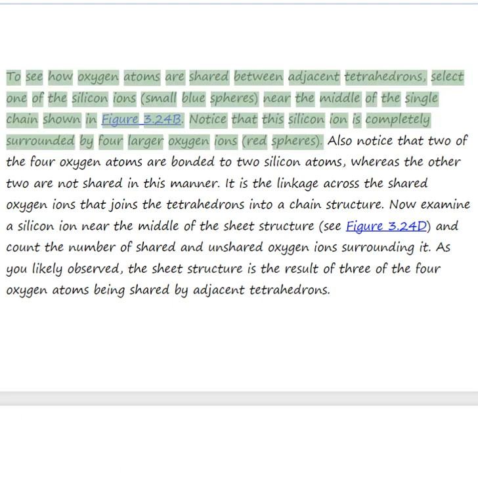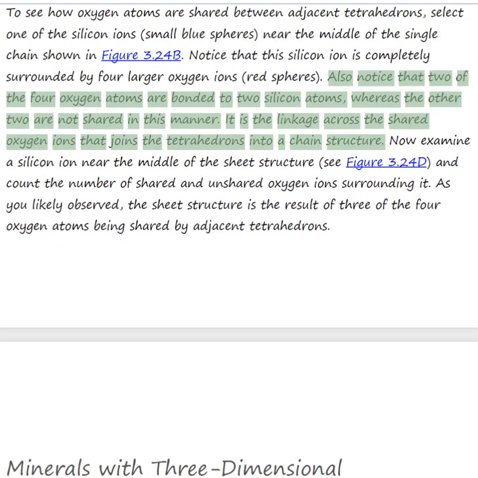To see how oxygen atoms are shared between adjacent tetrahedrons, select one of the silicon ions near the middle of the single chain shown in Figure 3.24b. Notice that this silicon ion is completely surrounded by 4 larger oxygen ions. Also notice that 2 of the 4 oxygen atoms are bonded to 2 silicon atoms, whereas the other 2 are not shared in this manner. It is the linkage across the shared oxygen ions that joins the tetrahedrons into a chain structure.